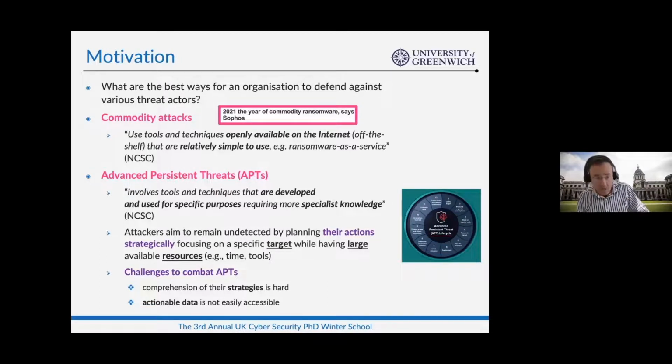Now, what is difficult there? What are the challenges for us? One is to understand their strategies, right? The other, which is not actually here, but just came to my mind, is that we don't know that they're part of our organization.